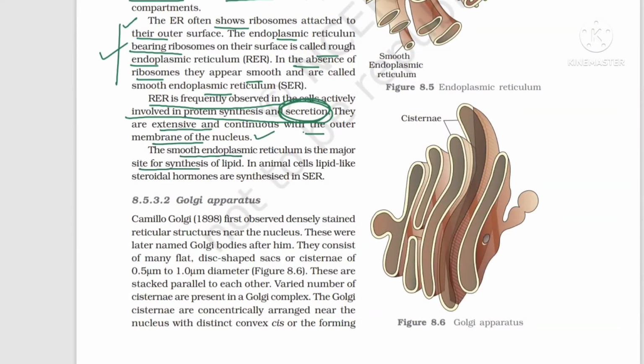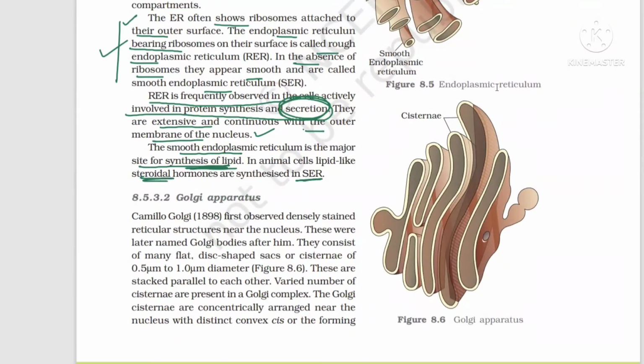Smooth ER is what? It is the major site for making lipid. And you know very well, all our sex hormones are steroidal hormones, derived from cholesterol, like estrogen, progesterone, testosterone. They are steroidal hormones. They are also synthesized in the smooth ER.